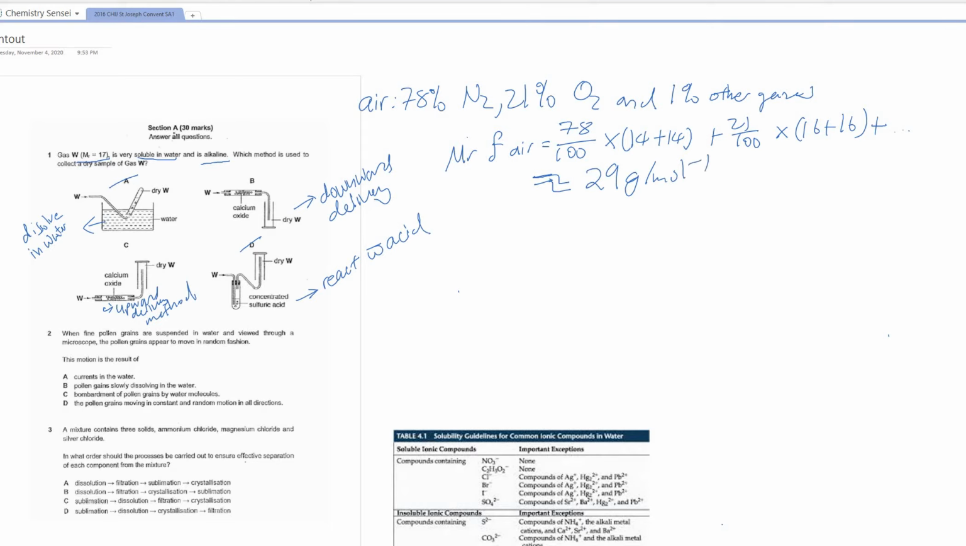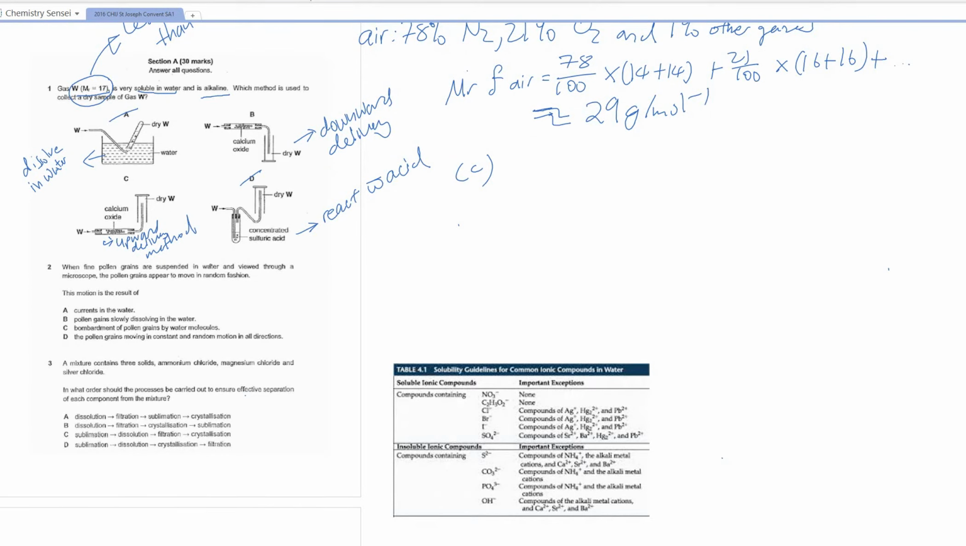When we compare this to gas W, which has an Mr of 17, we can conclude that it is less dense than air. Hence, we should use the upward delivery method, which is option C. Okay, let's move on to question 2.